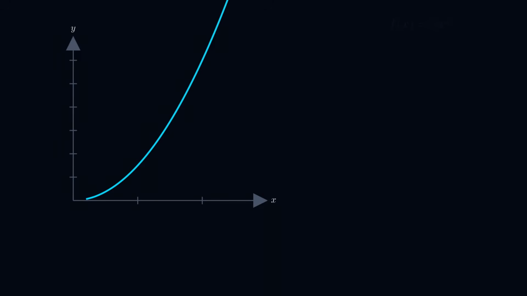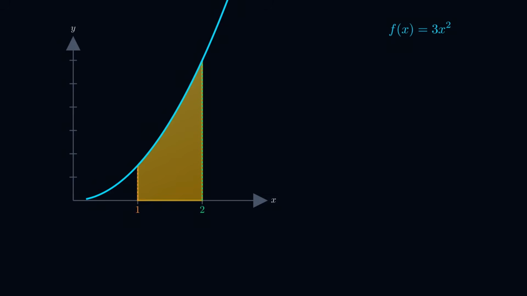For example, take f of x equals 3x squared from x equals 1 to x equals 2. An antiderivative of 3x squared is F of x equals x cubed. So the area is simply F of 2 minus F of 1. That gives 2 cubed minus 1 cubed equals 8 minus 1, which equals 7. Exact. No approximation, no thousands of rectangles, just two numbers.